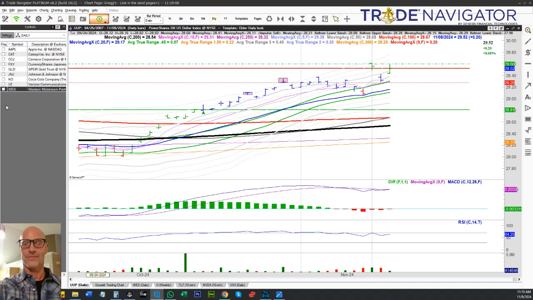Okay, so let's go to the closed positions. This is UUP. This was a short position. Didn't end up good on this one, but I was talking about island reversals. I got short here, the dollar, at 29.28.